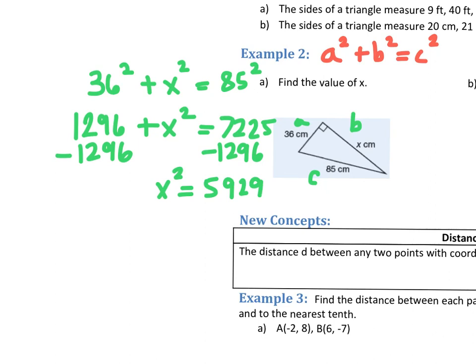Now we have to think about algebra. Algebra is inverse operations, and what is the inverse of a square? That will be a square root. So our last step is to square root both sides. When we square root, we get a nice perfect square of 77. So there's our missing leg on that right triangle.